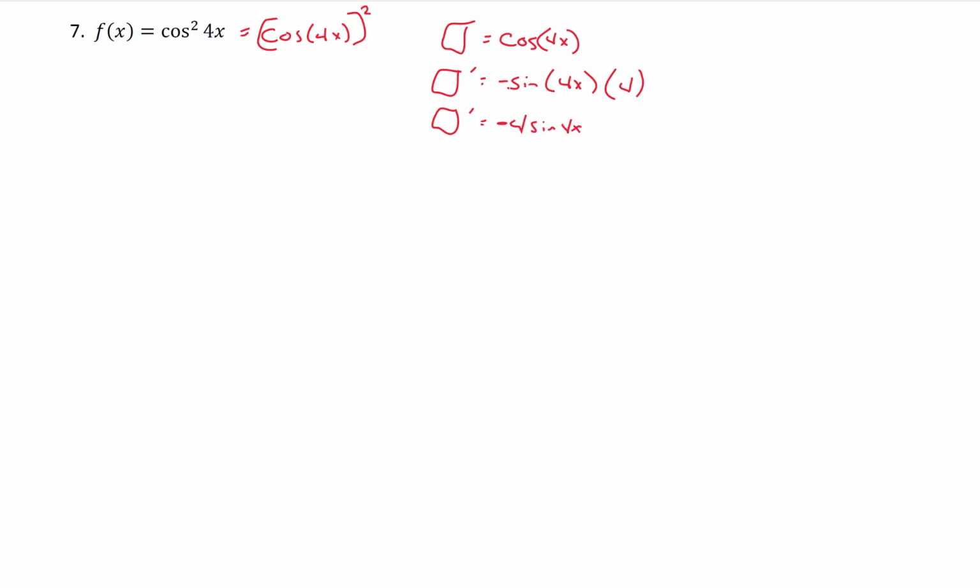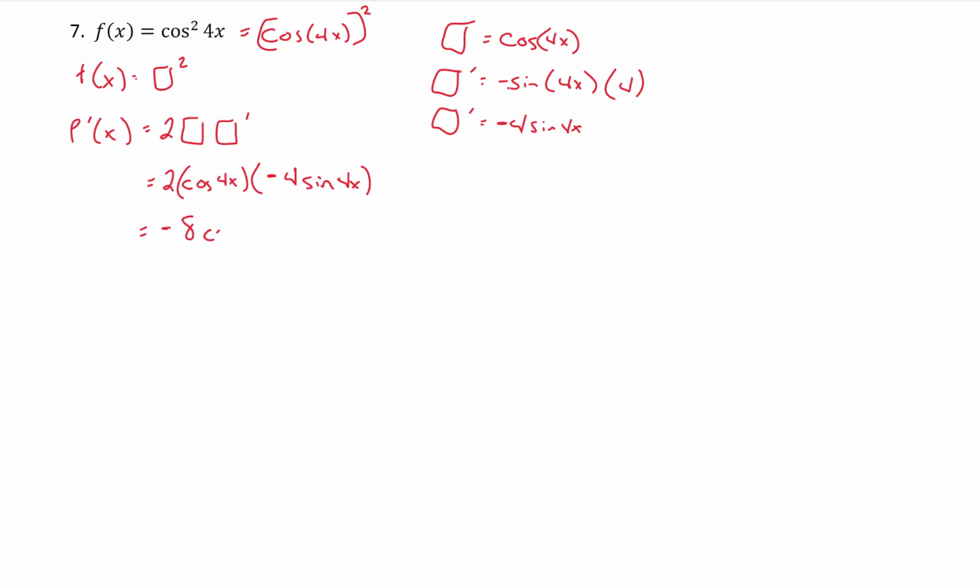Now we already know f of x is just blob squared, where blob was that cosine 4x. So f prime of x is going to be 2 blob to the first power times blob prime. So 2 times cosine 4x times negative 4 sine 4x. Cleaning that up, we end up with negative 8 cosine 4x sine 4x for our f prime of x.